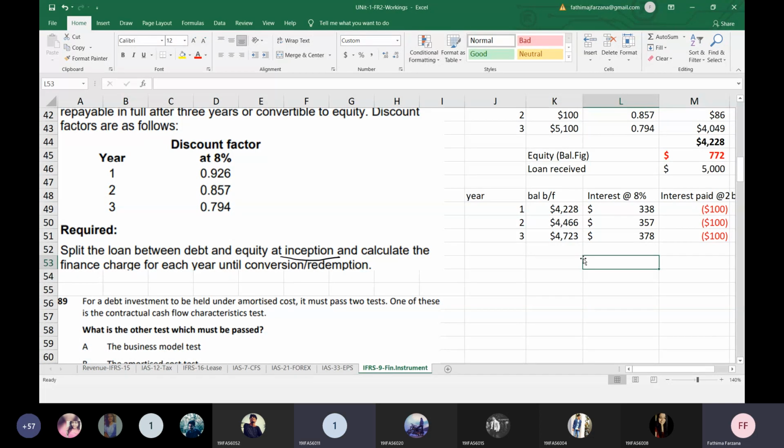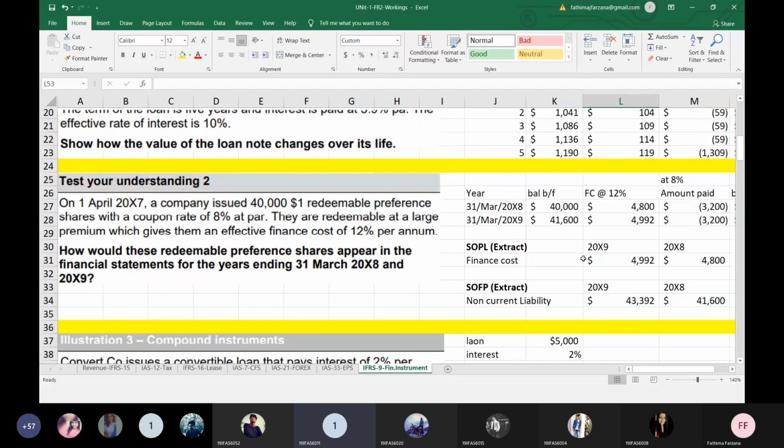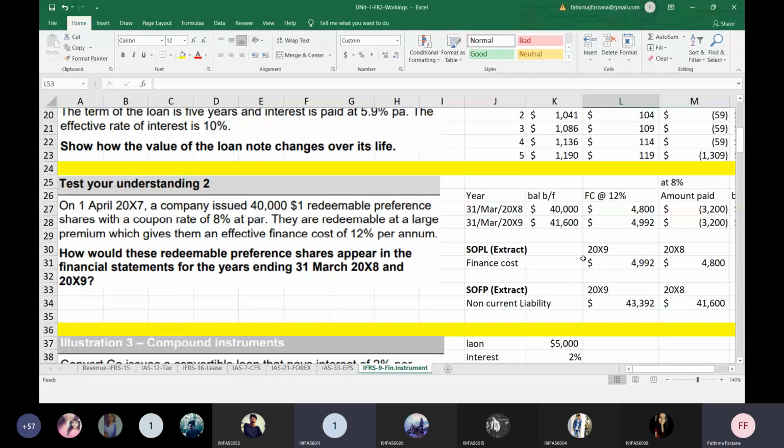Ma'am, but in the previous questions, it's directly given that the finance cost is this much and this much. But in this question, it is interest charged at 8%. Why is it like that?